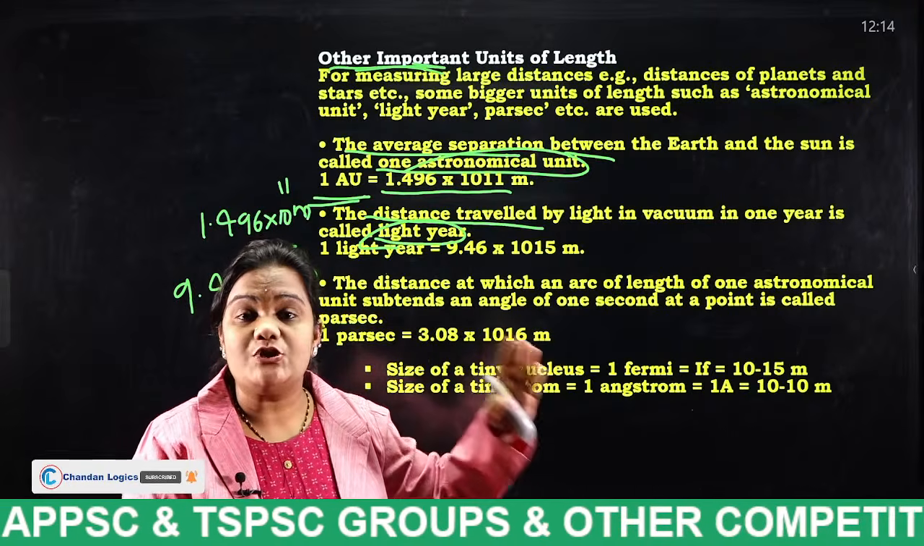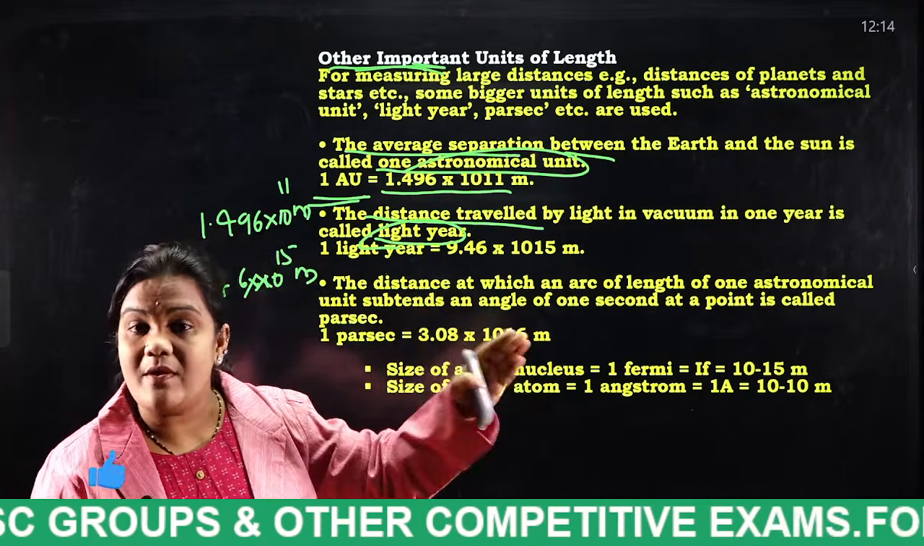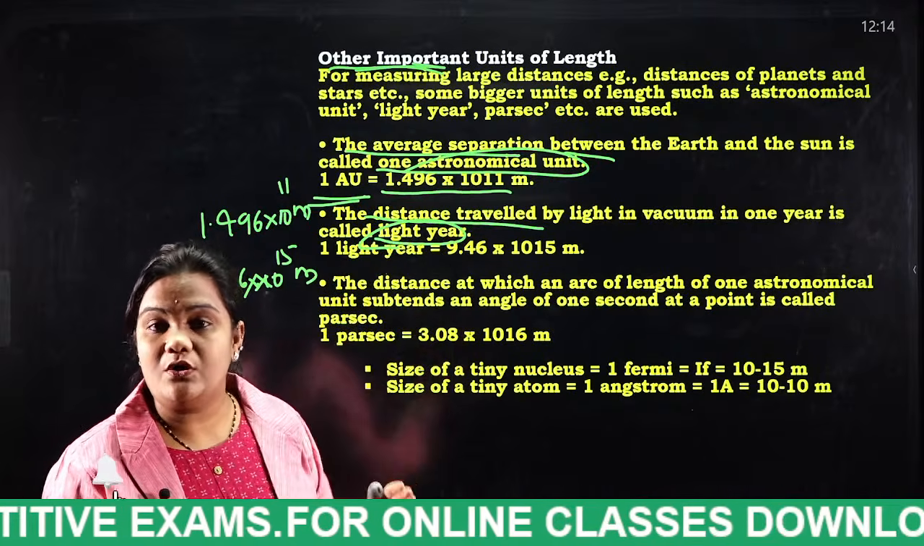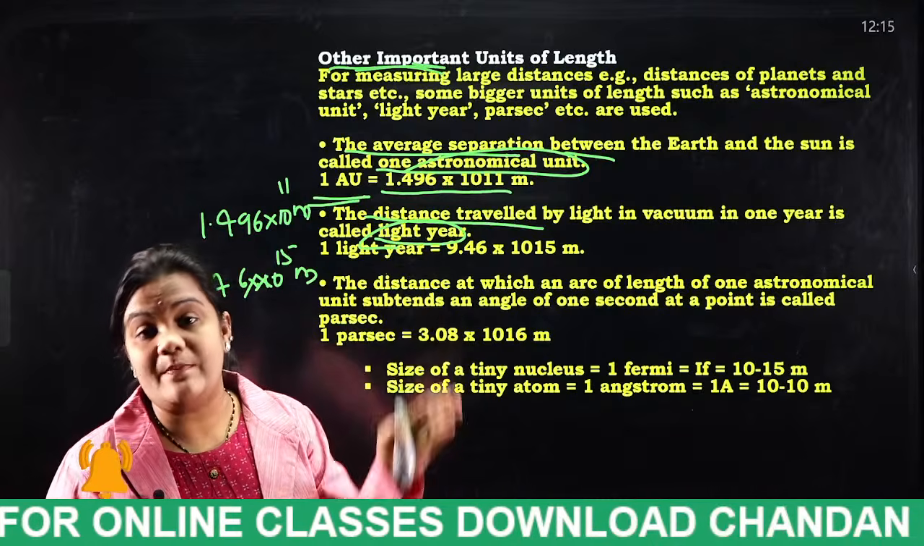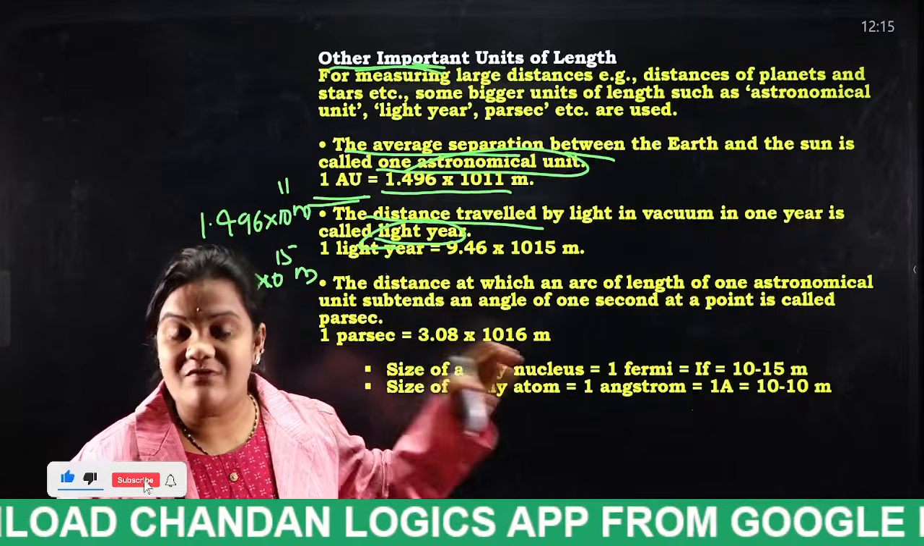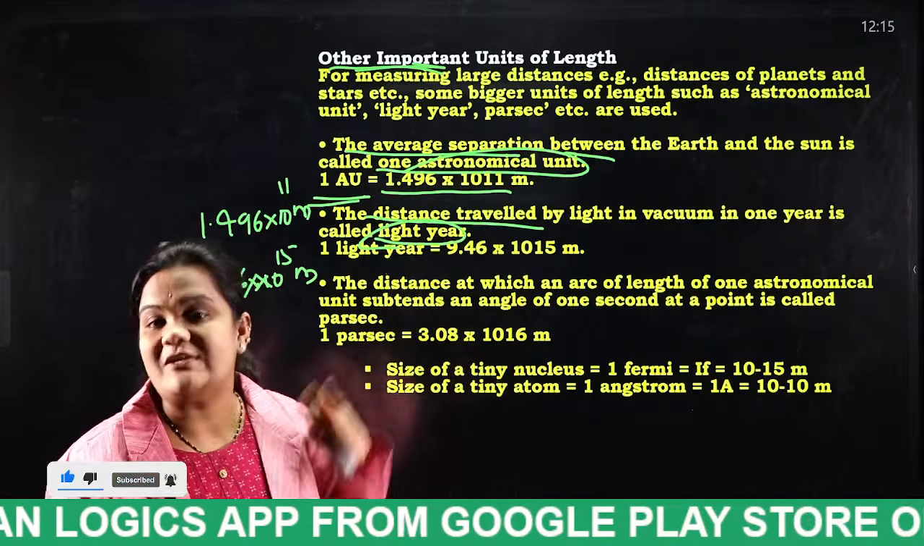1 astronomical unit is equal to 1.496 into 10 power 11 meters. 1 light year is equal to 9.46 into 10 power 15 meters. Very, very important, students. These are standard values and you must remember them for sure.